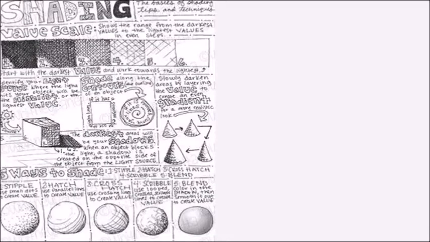Okay, now when we talk about the basics of shading, can you see the value scale chart? It shows the range from darkest values to the lightest values in every step. Can you see this first box? This is the darkest one, lighter than that, lighter than that, lighter, lighter, and the lightest. This is called the value scale chart, which shows us from light to dark or from dark to light.